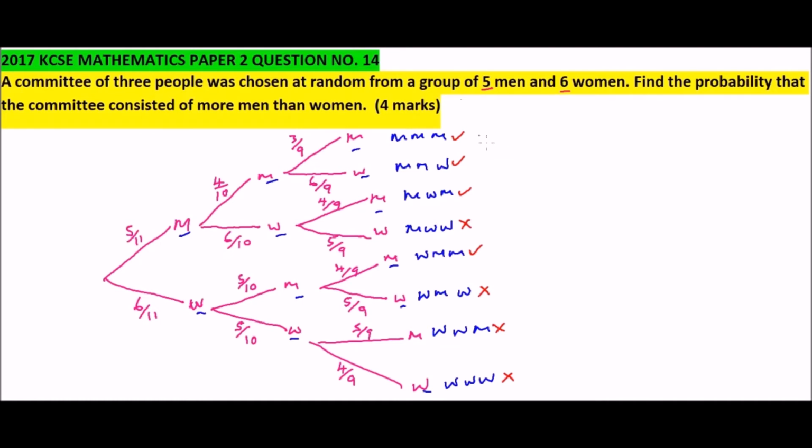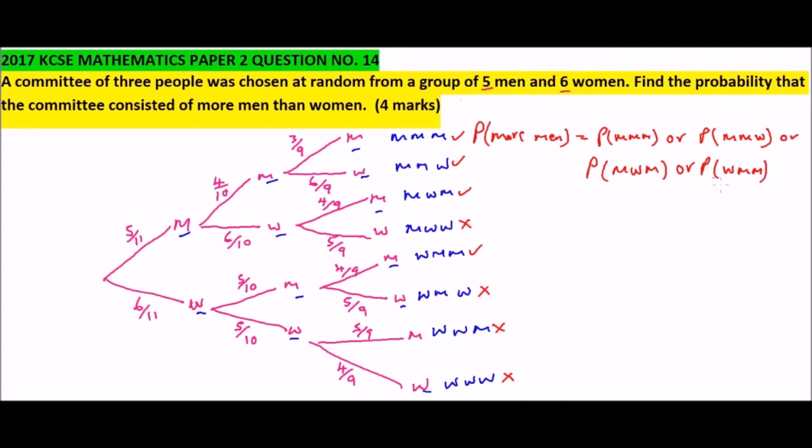So we now write this probability. So the probability that the committee will have more men is equals to the probability that we have 3 men. So that is one option. Or the probability that we have a man, and a woman. Then, or the probability that you have a man, a woman, and a man. Or the probability that you have a woman, a man, and a man. So these are the probability.